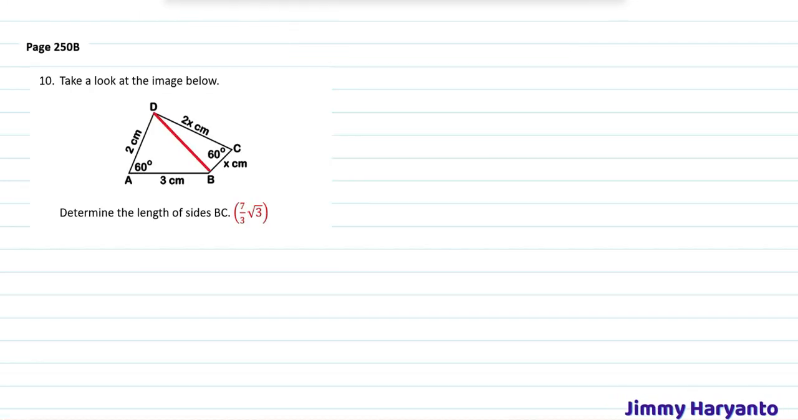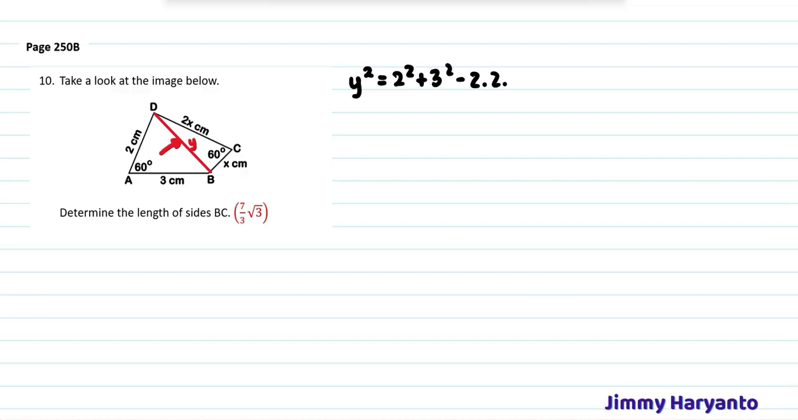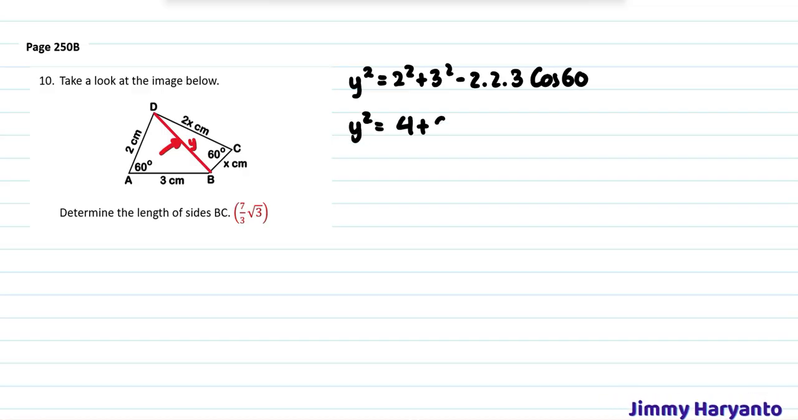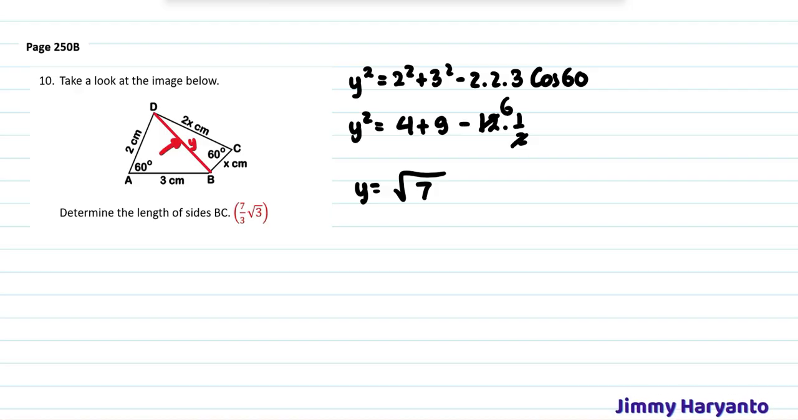For this one, I will separate the quadrilateral like this. So I need to find this one first. Let's say that one is y. So use the cos rule since we only have one angle right there. y squared equals 2 squared plus 3 squared minus 2 times 2 times 3 times cos 60. Okay, so y squared equals 4 plus 9 minus 12 times half, so this one will be 6. y squared equals 13 minus 6 equals 7. Okay, so y equals square root of 7.